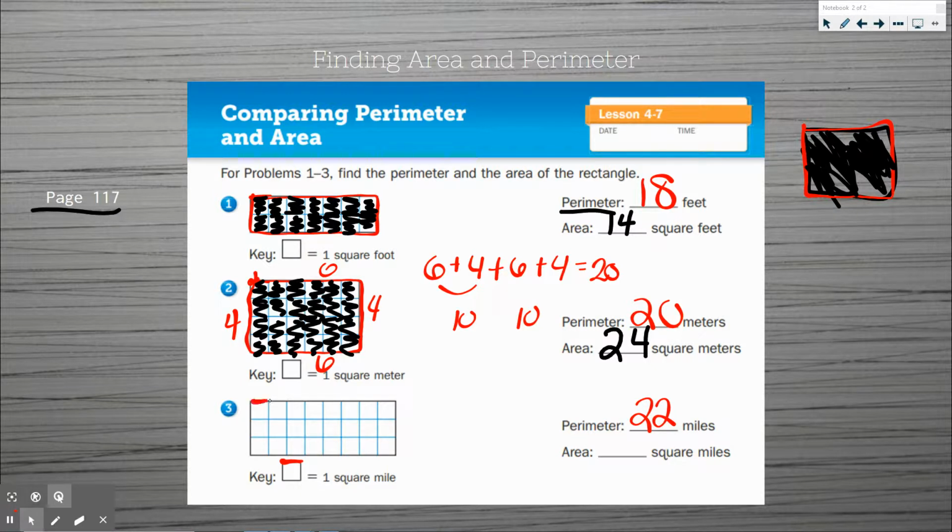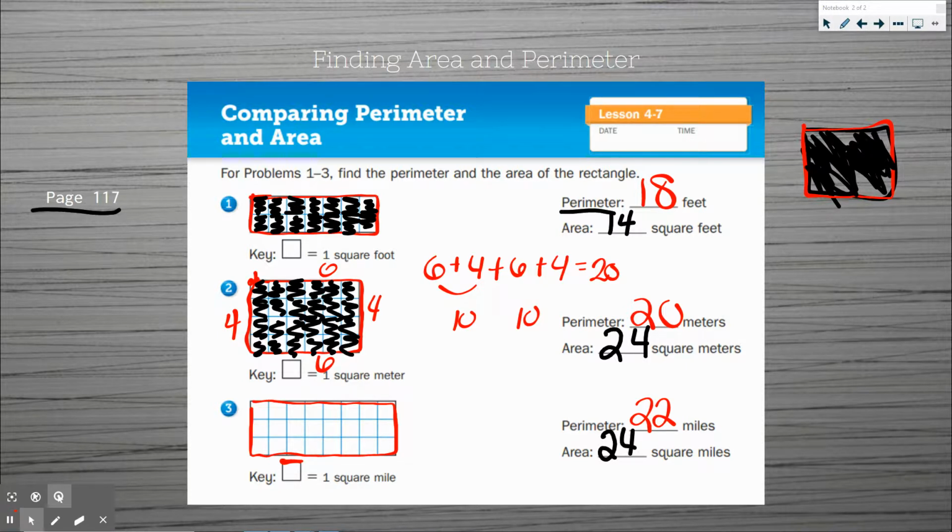So 1, 2, 3, 4, 5, 6, 7, 8, 9, 10, 11, 12, 13, 14, 15, 16, 17, 18, 19, 20, 21, 22. The perimeter is 22 miles. So now, what is the area of this shape? You should have said the area of this rectangle is 24 square miles.